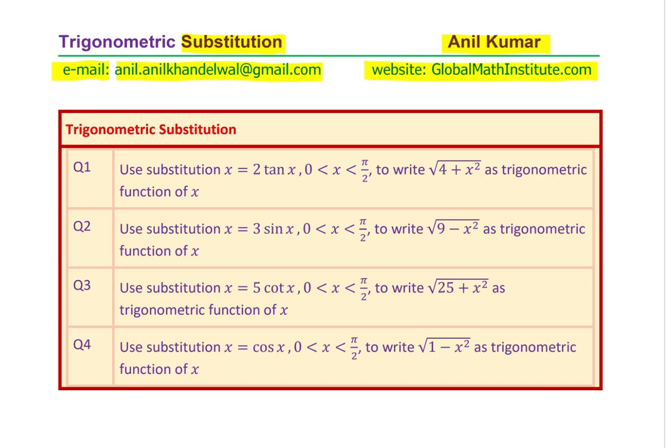Let us look into these questions one by one. Question number 1. Use substitution x equals 2 tan x, x between 0 and pi by 2, to write square root of 4 plus x squared as trigonometric function of x. Question number 2. Use substitution x equals 3 sin x for x between 0 and pi by 2, to write square root of 9 minus x squared as trigonometric function of x.